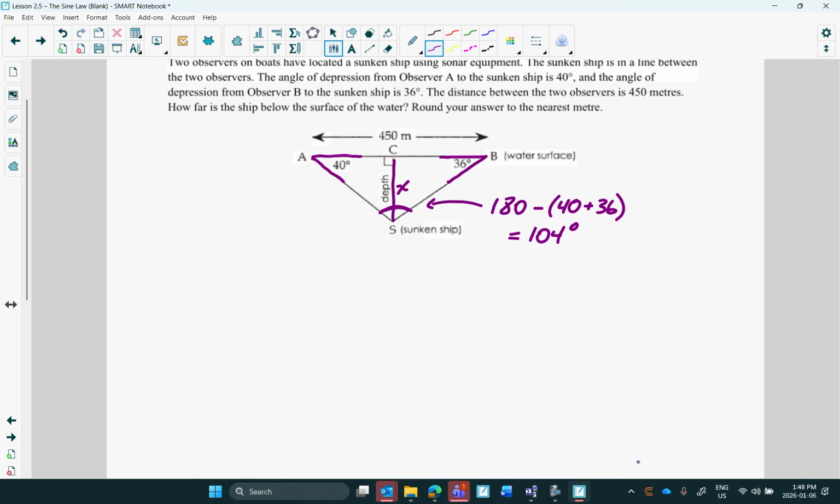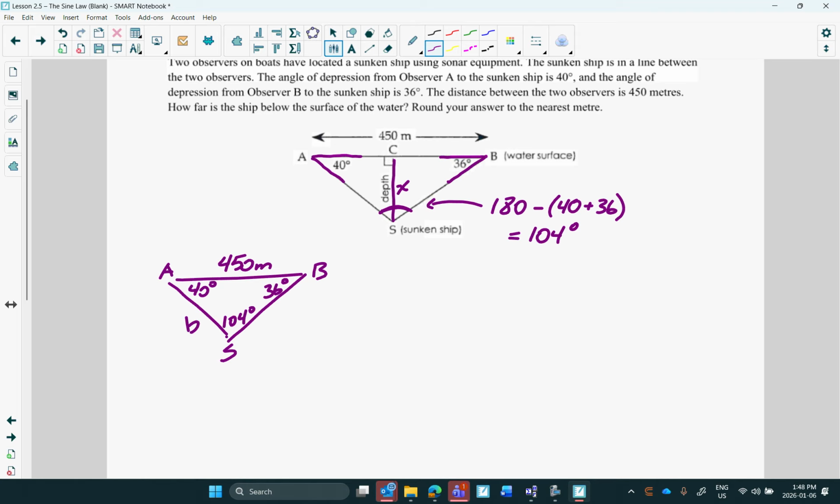So now focus on the big triangle. So this one. This is A, this is B, this is S. This is 40, this is 36. We just found this to be 104. And we know that this is 450 meters. So let's find one of the missing ssides. Doesn't matter which one. Let's do B. So this one? Yeah, because it'll be a small.